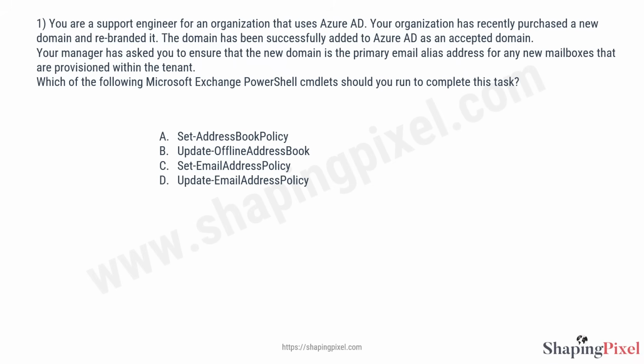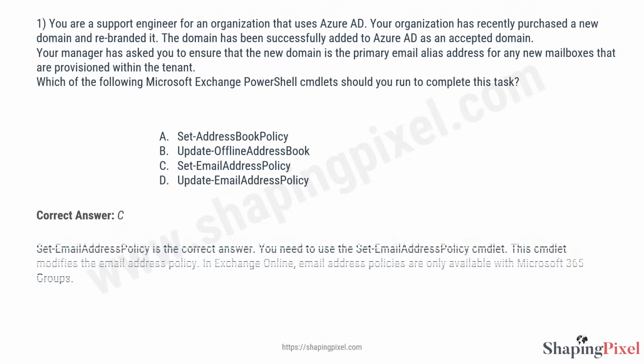So the right answer here is option C. Set-EmailAddressPolicy is the correct answer. You need to use the Set-EmailAddressPolicy cmdlet. This cmdlet modifies the email address policy in Exchange Online. Email address policies are only available with Microsoft 365 groups.